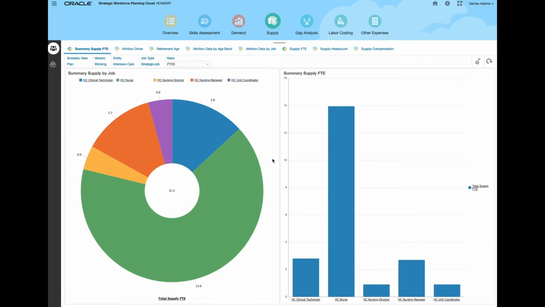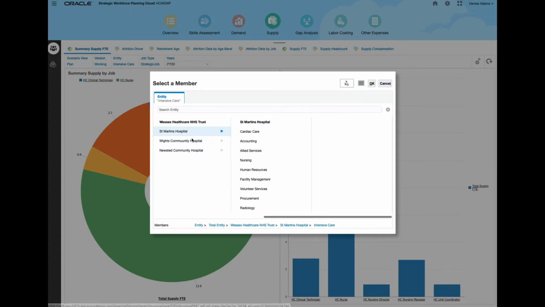So what I'm looking at is my current supply within my intensive care unit. Obviously, this could be higher up than that, so I could look across, for example, the whole hospital that the intensive care sits in, or indeed across a region, a trust, nationally, however I choose to plan that, or I could take it more granularly if I wanted to. This could be individual shifts I wanted to manage and supply against.